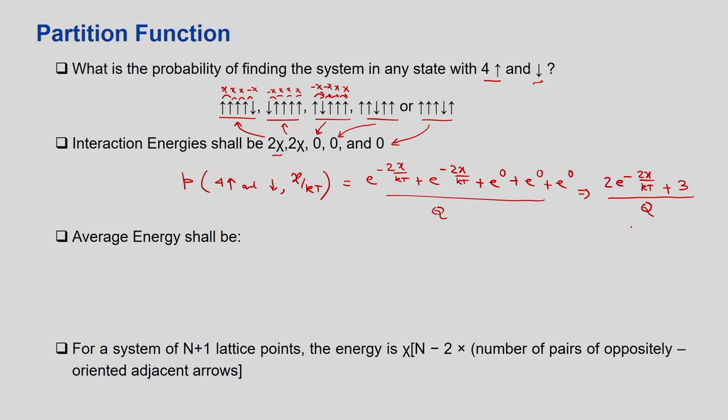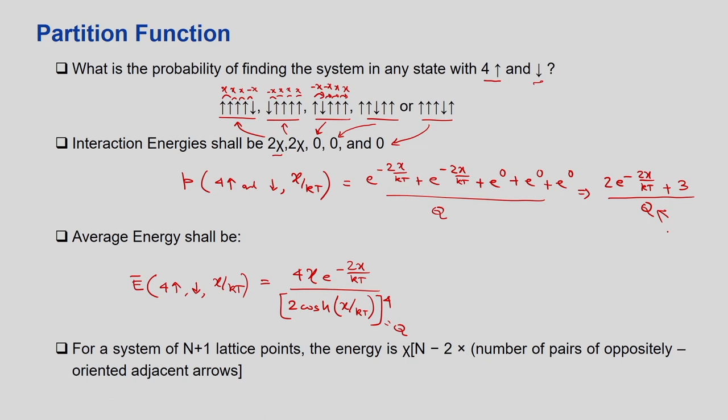Now what will be the average energy for such a case? I will use a similar expression. The average energy, E bar, for 4 arrows up and 1 arrow down, which is a function of x by kT, will be 4 x e to the power of minus 2x by kT divided by the partition function. In this case, because it's a 5 site model, the partition function will be cosh(x by kT) to the power of n. What will n be? Because it's a 5 site model, it is n plus 1, so n is 4. This Q is the same as that Q.